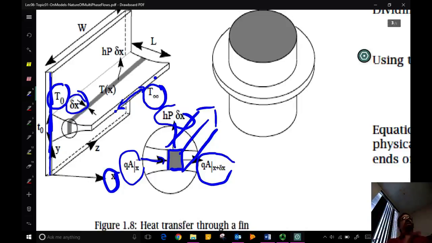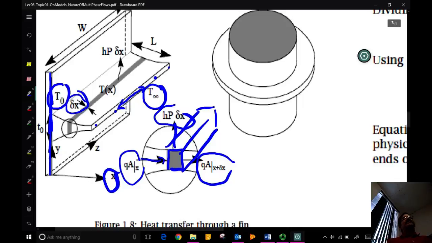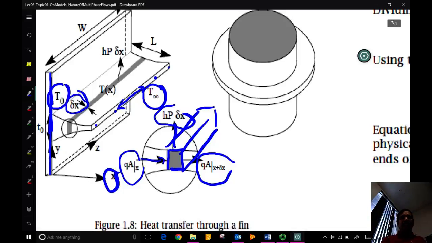Would you challenge that statement? You can, when you are near the edges. But as long as it is a thin, long fin, we can assume that it is one-dimensional. Otherwise, in COMSOL, it is very easy to extend from 1D to 2D. In MATLAB, it is not.